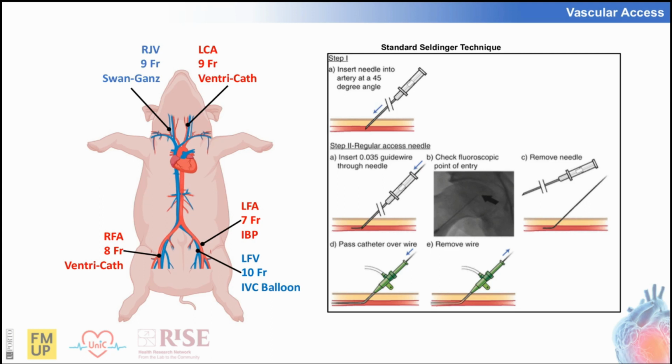All of these vascular accesses were obtained using the Seldinger technique, which, as you can see on the right side of the slide, is a technique that involves the introduction of a thin wall needle into the target vessel, and then through this needle we advance a guide wire, which, as the name suggests, will serve as a guide for the advancement of the introducer sheath over the wire, and then you'll get your vascular access.